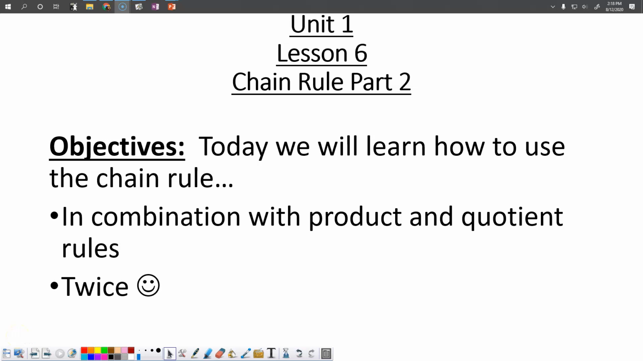Alright guys, let's check out chain rule part 2. So we're going to continue our work with the chain rule today. The only difference is that we're going to do the chain rule in tandem with the product and or quotient rule. We'll also show you how you can do a double chain rule.